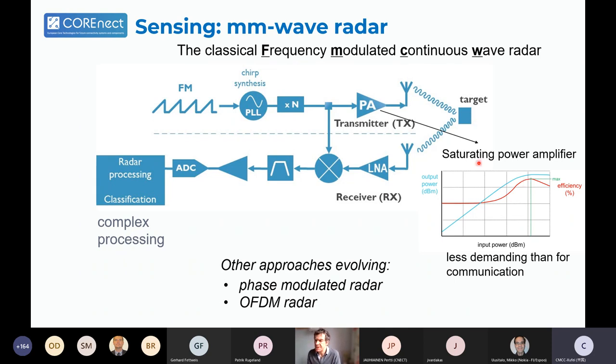And that's for the transmit side. At the receive side, we don't have that demanding specification of generating power. So here, you first have your low noise amplifier, then you down convert with the signal whose frequency increases linearly over time from the transmitter, and then you go to lower frequencies and to the digital domain. In the digital domain you do your radar processing and the classification of what you have observed, and this complex signal processing again will require CMOS, of course.